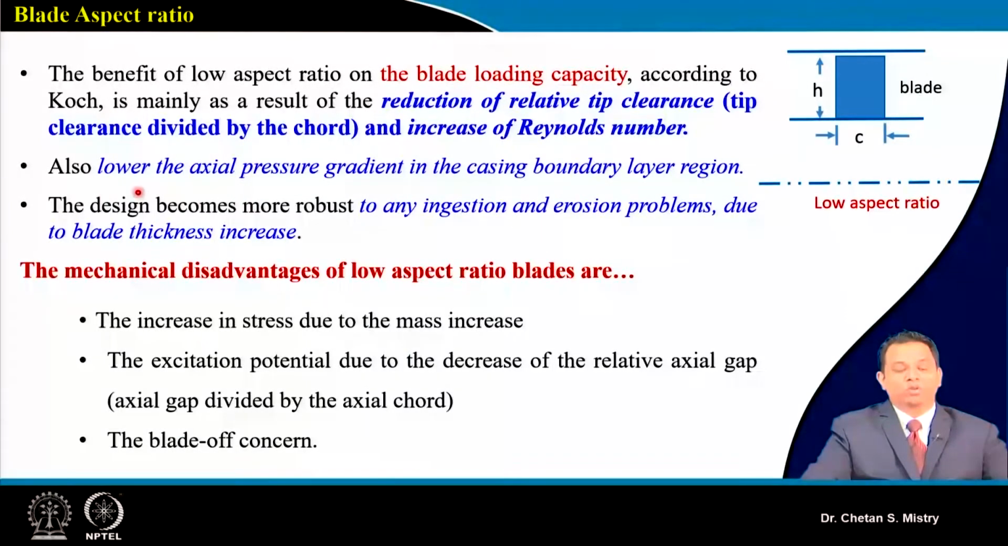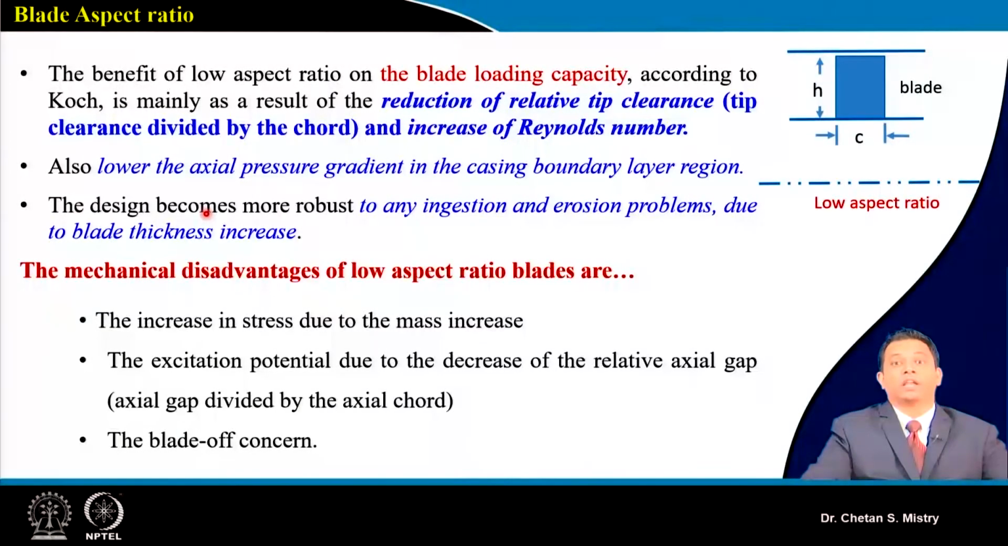Also, lower axial pressure gradient in the casing boundary layer is a benefit of a low aspect ratio blade. And most importantly, people started talking that it is more robust to ingestion and erosion problems, because our blade thickness is larger.